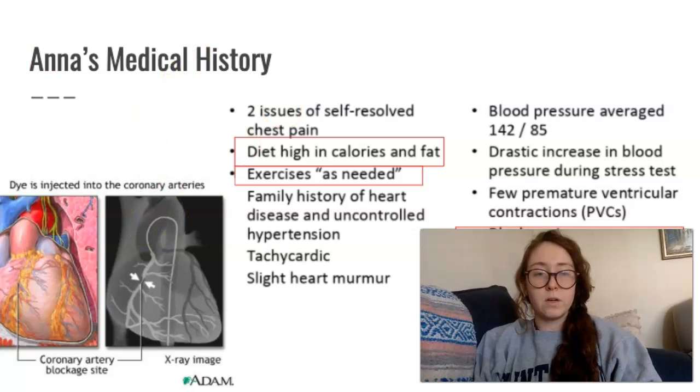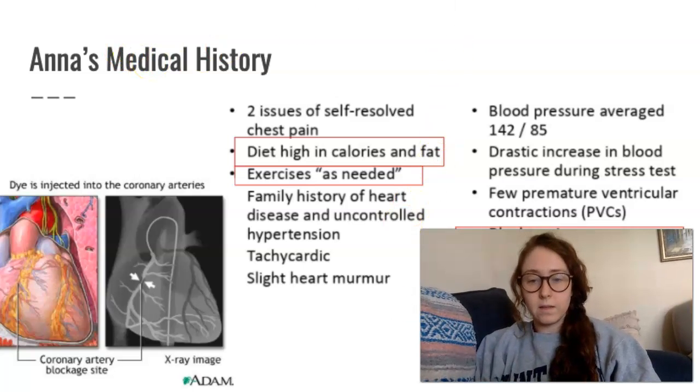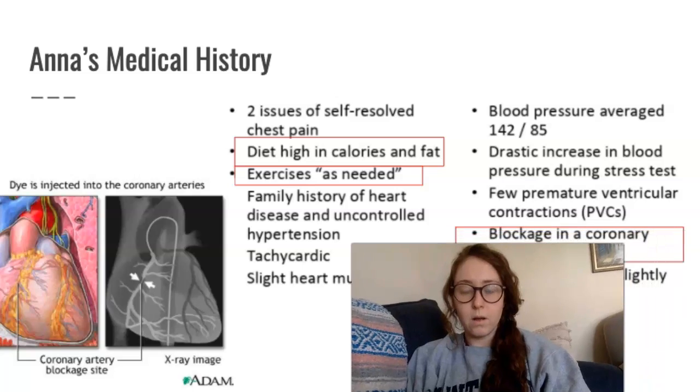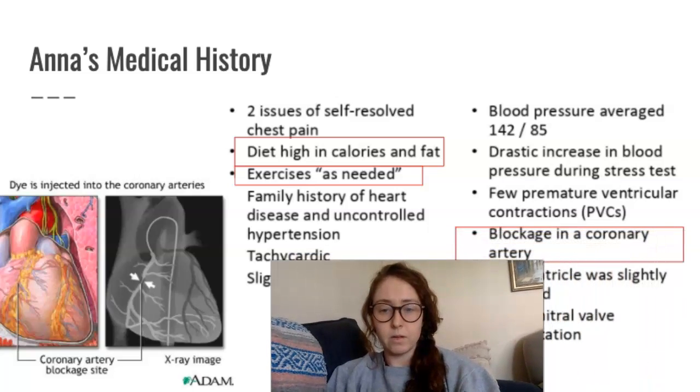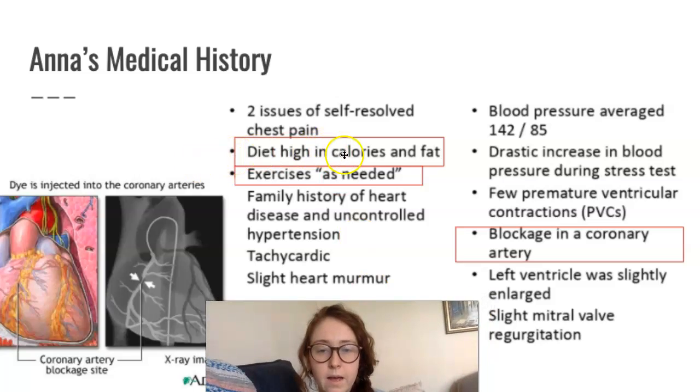Now, when we started Unit 4.2, we got a new medical history for Anna Garcia. All of the things listed here were discussed in that medical history. So at this point, you should be familiar with the idea that a diet high in calories and fat is going to increase your risk of atherosclerosis. Exercise decreases that risk, and a blockage to the coronary artery can cause heart attacks.